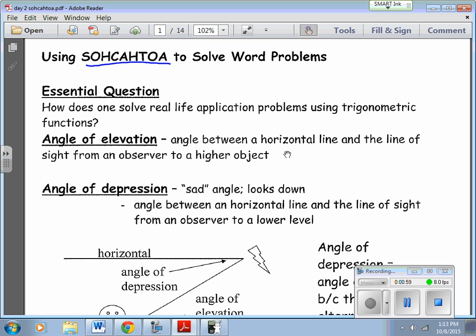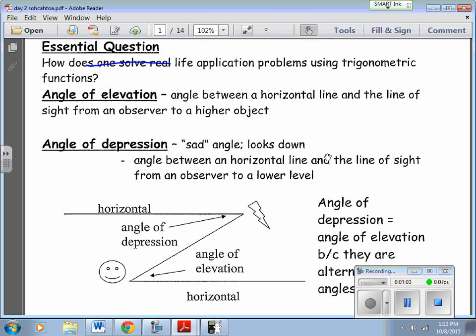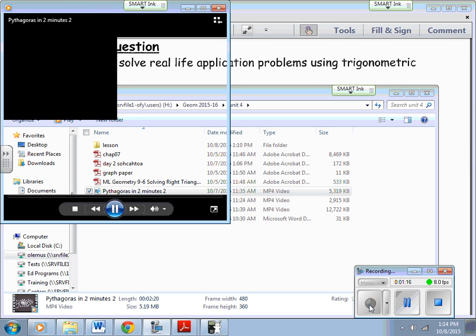Now, before we talk about those word problems and these terms right here, we're going to take a look at a little bit of history about Pythagorean theorem.